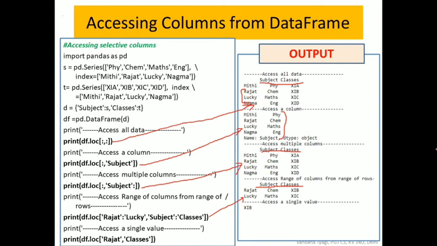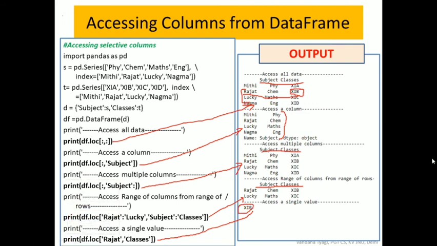Then the last value, we are entering a single data. So this single data we are taking up is Rajat's class. So if we see, here is my Rajat and inside class it is 11th B. So whenever we want to access a single value, we can directly write inside this location function Rajat, and that means single row index and single column index. So it will show me that single value, that is 11th B is extracted.